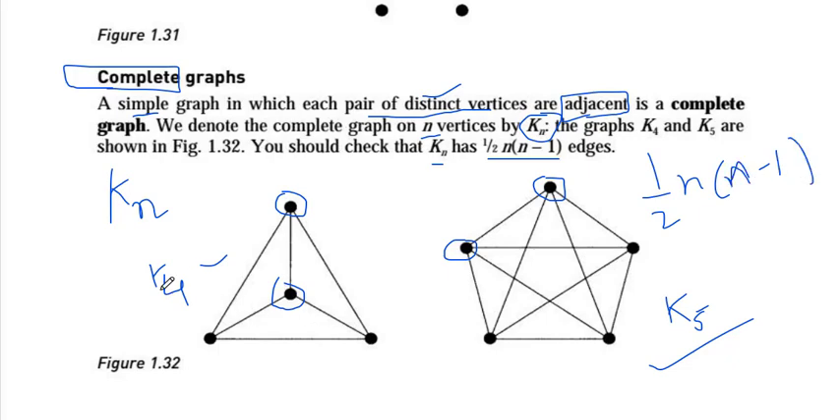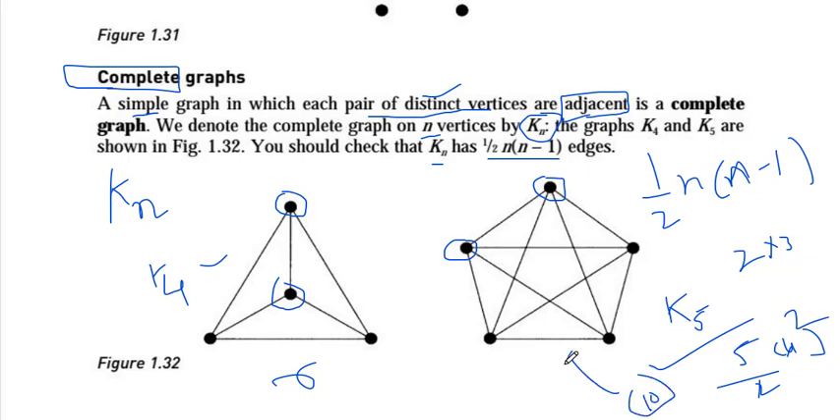Let's say K 4. If you put in 4 by 2, that is 2, and 4 minus 1 is 3, so 2 into 3 is 6. You can count 1, 2, 3, 4, 5, 6 edges here. With this formula you can find the total number of edges for any graph. For K 5, 5 by 2 into 5 minus 1, which is 4, gives 5 into 2, which is 10. You can count the edges and it will always be 10. So the complete graph K n has 1 by 2 n into n minus 1 edges.